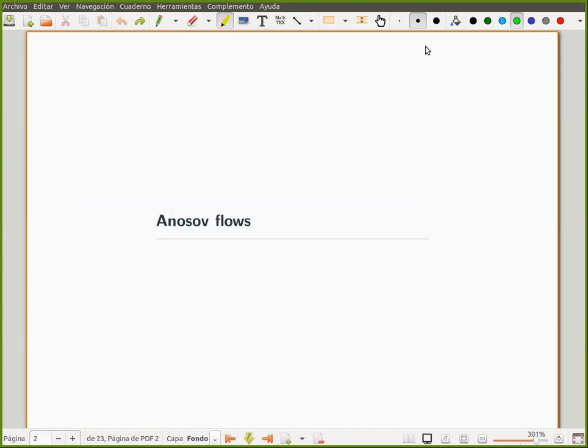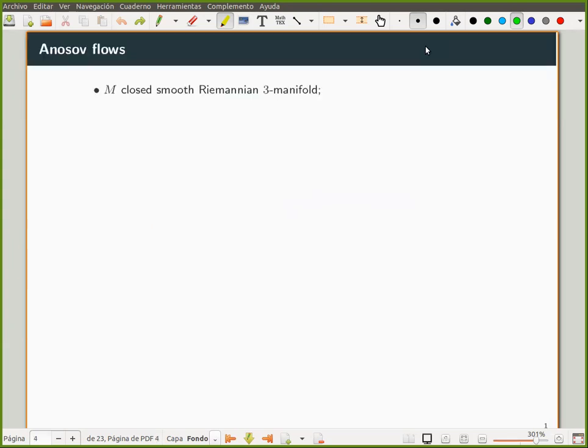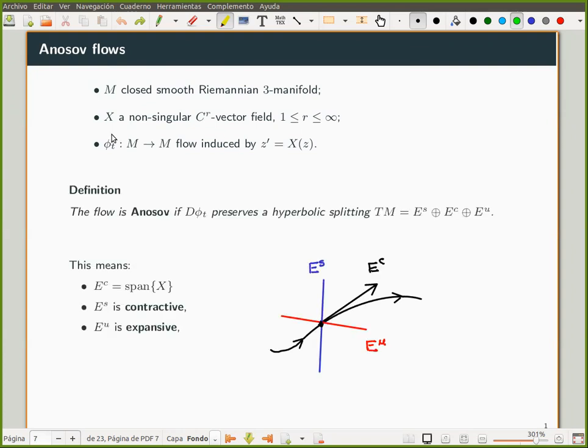So let's start with Anosov flows. Well, consider some closed three-manifold M. Consider a non-singular vector field X, and let's call phi t the flow generated by X. We say that the flow is Anosov if its differential acting on the tangent bundle of M preserves a hyperbolic splitting. And what's a hyperbolic splitting?